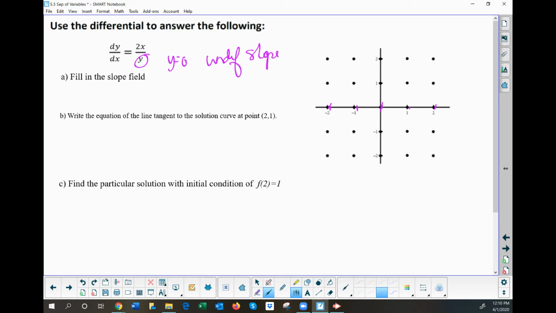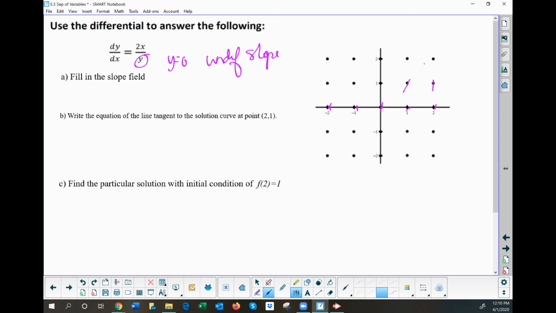All right. Now I'm going to go to 1, 0. No, I'm not. I'm going to go to 1, 1, and that would give me a slope of 2. I'm going to go to 2, 1. That would give me a slope of 4, so draw it in a little steeper. I'm going to go to 2, 2. That would give me 4 divided by 2, which is 2.